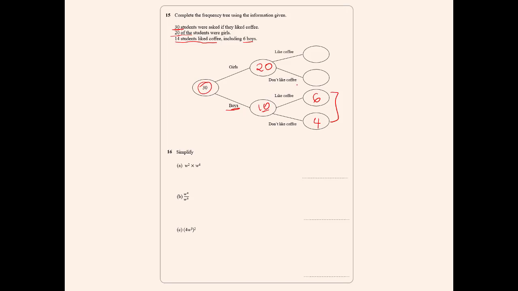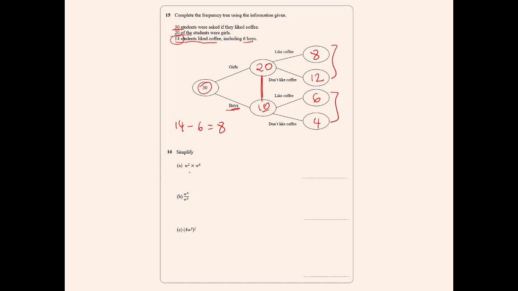20 girls, so out of the 14 that like coffee, we already included 6 in the boys. That means 14 take away 6, which is 8 girls like coffee, so it'll be 8 here. Now 20 take away 8 is going to be 12 who don't like coffee. Again, double check that these numbers add up to the 20 and these two add up to the total 30.